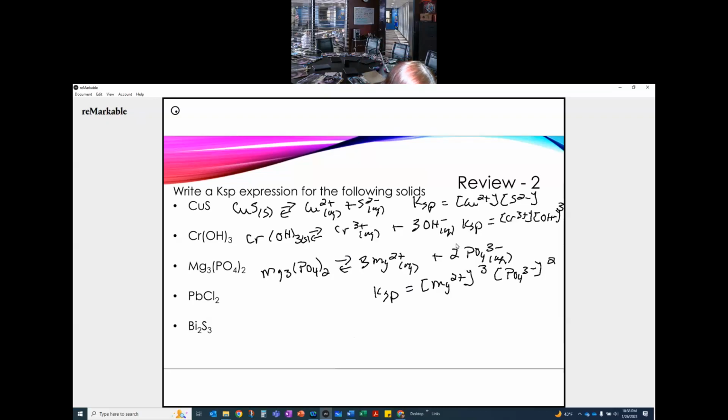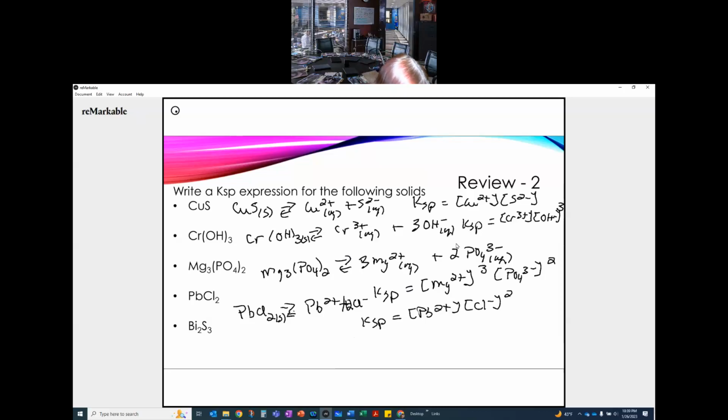Okay? Let's talk about our PbCl2. PbCl2 is a solid that comes apart to give me a Pb2+ and a Cl-, or two Cl-, because I have two of them. My Ksp is then equal to the Pb2+ times the Cl- squared.